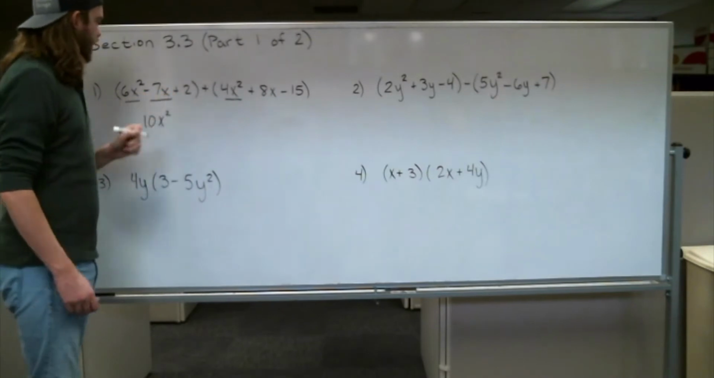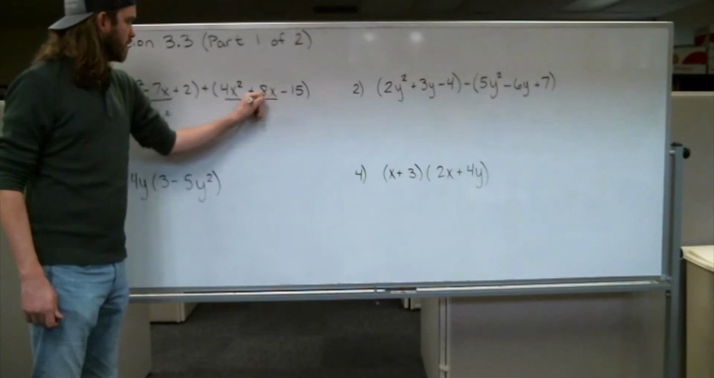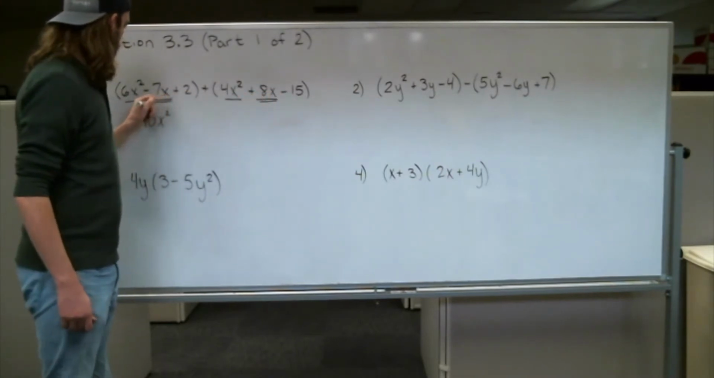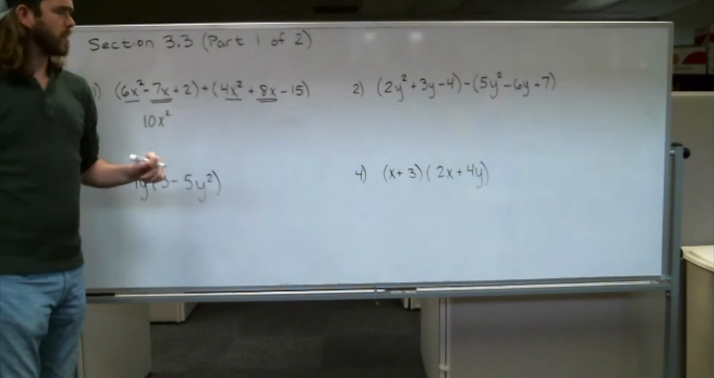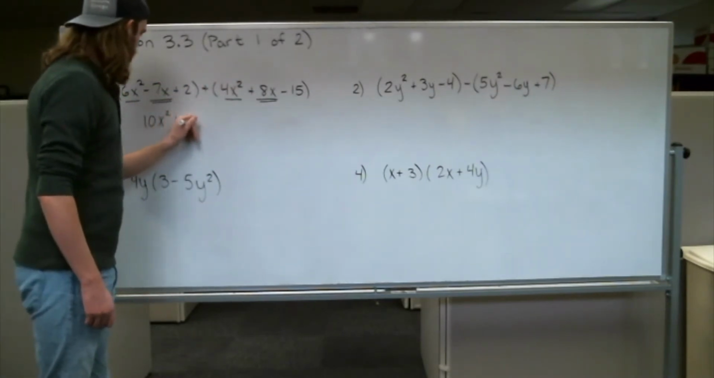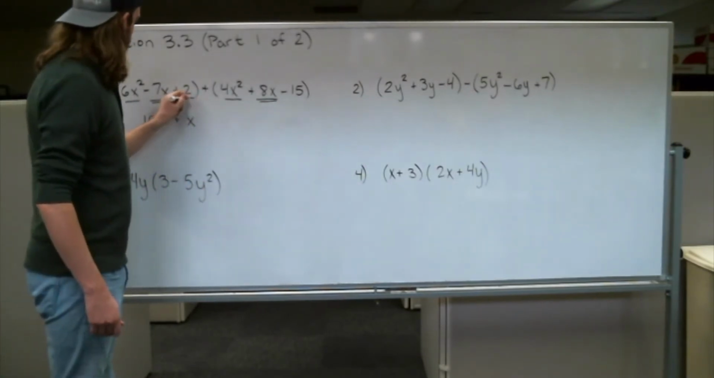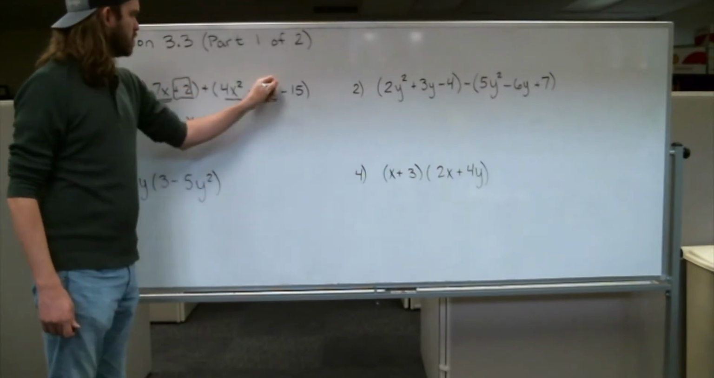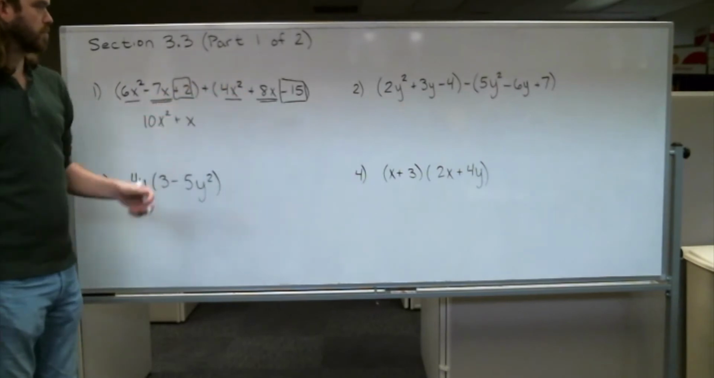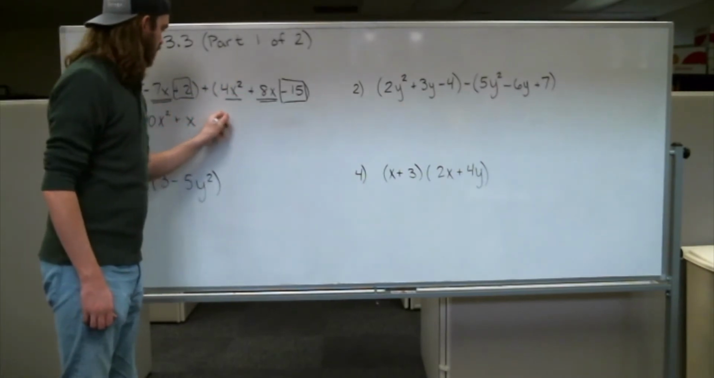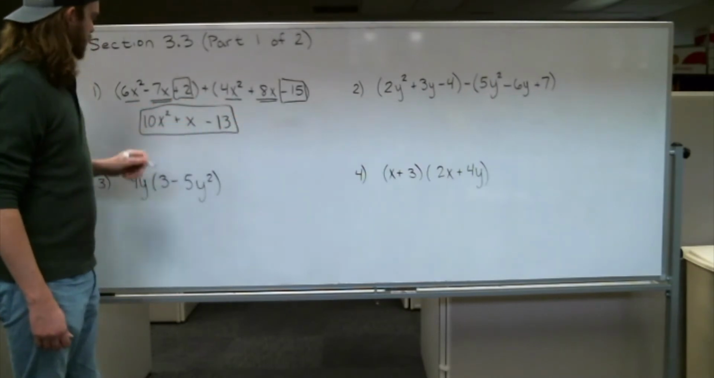Now we're going to look at negative 7x. As you can see, there's also a plus 8x over here. So we're going to keep those together, and negative 7x plus 8x is plus x. Now we don't have to put the 1 in front, it's understood that that's there. The last one is plus 2 and minus 15. So if we combine both of those, 2 and minus 15 gives us minus 13. So our answer to this problem is 10x squared plus x minus 13.